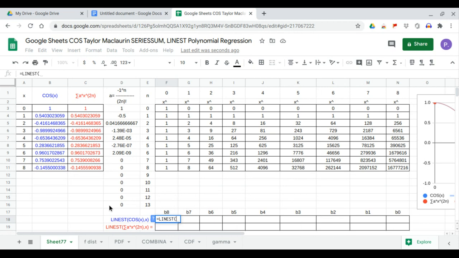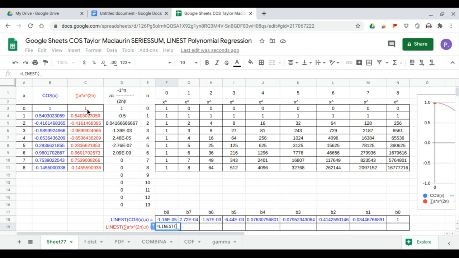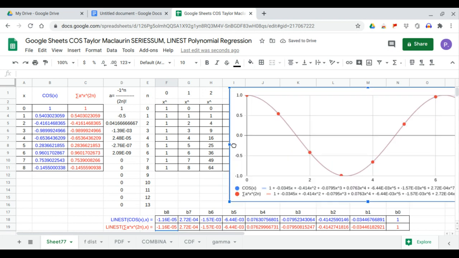LINEST, starting with the cosine, data y, and data x. Likewise, the expansion, the Taylor Maclaurin Series sum expansion, LINEST, data y, and data x. So let us compare with the trend line.